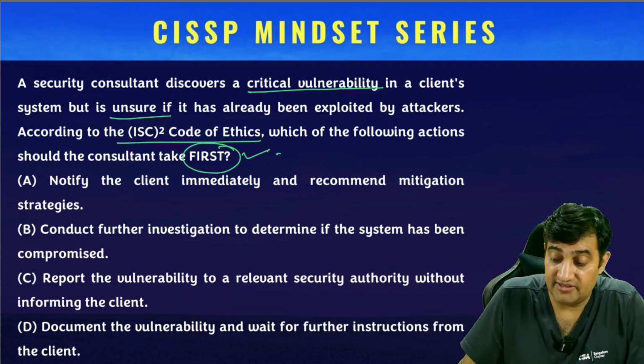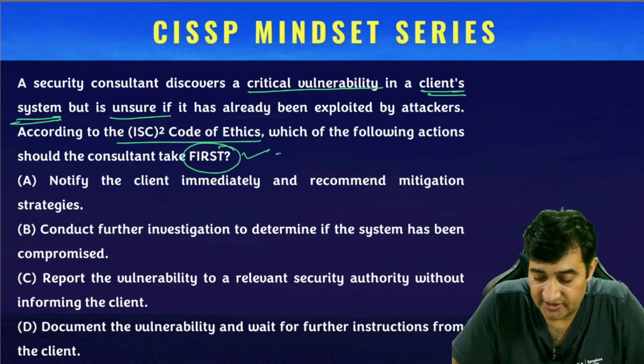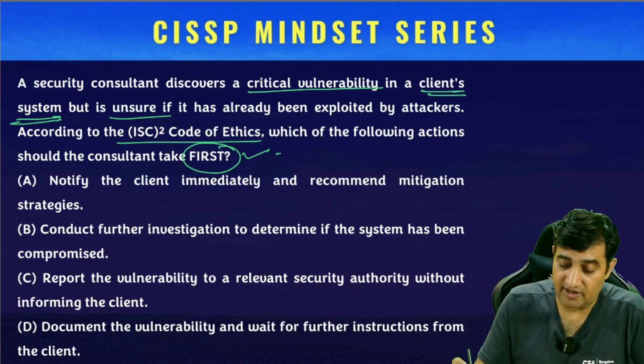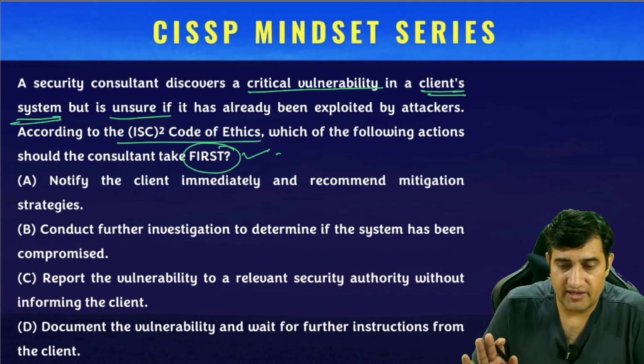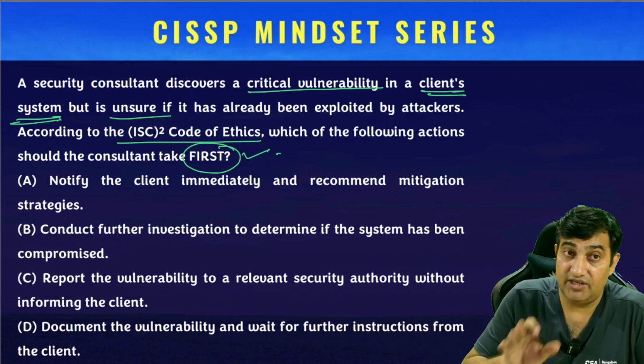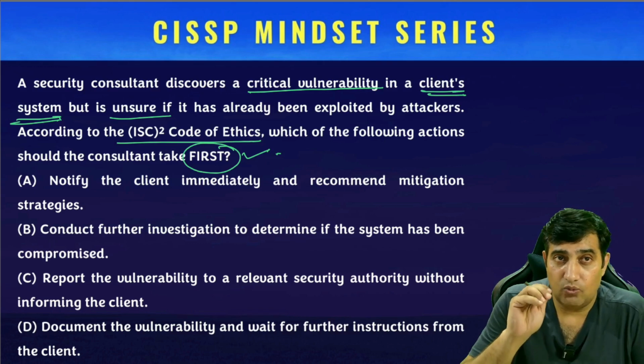Client system, right? This is also a keyword, so it is in the client system, and you are not sure if it has been compromised, but you got a vulnerability. Now they are asking you simply what should be your approach as per the 4 ISC2 code of ethics which has been mentioned. What is the first one?